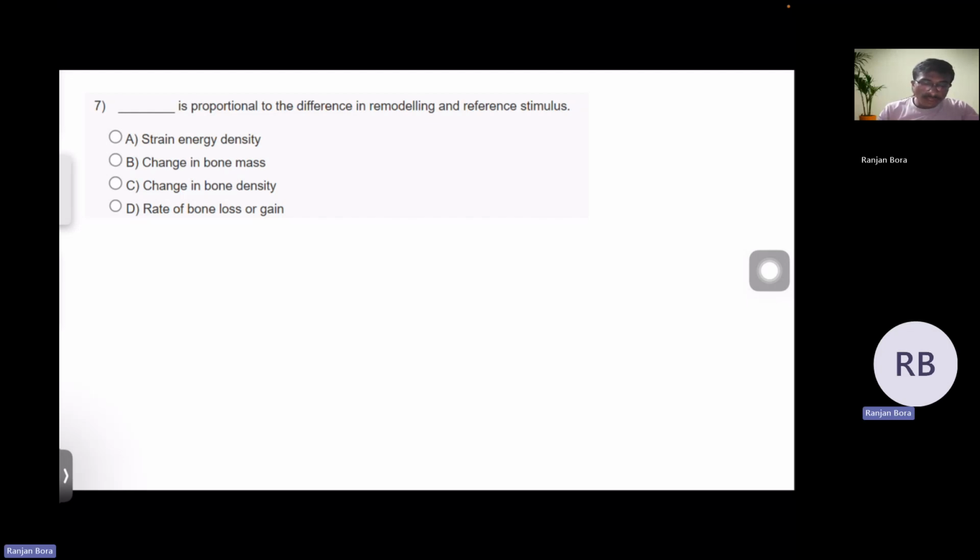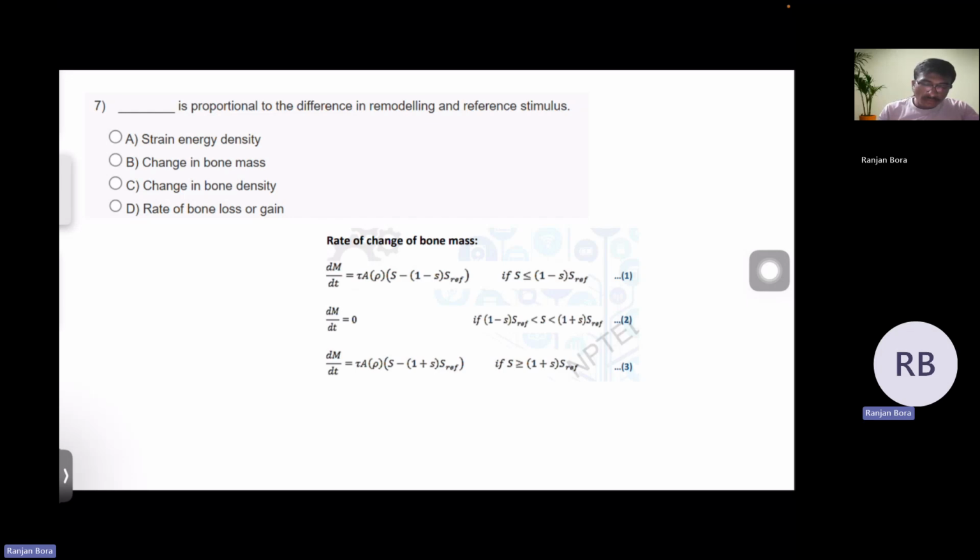So we have seen the equations for bone remodeling. Here are the equations. The rate of change of bone mass, this dm by dt, is proportional to the difference in remodeling and reference stimulus. So here option D is correct, rate of bone loss or gain. Okay.